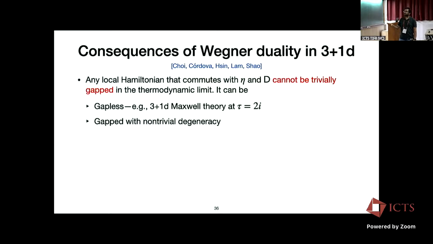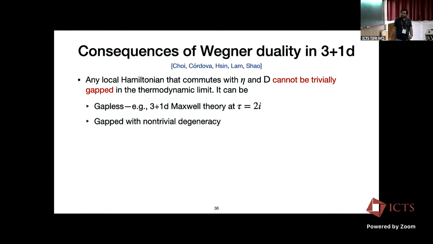Once again, you can argue that if you have Wegner duality and the Z2 1-form symmetry, it cannot be trivially gapped. The argument is again the same: there is no SPT that's invariant under gauging the Z2 1-form symmetry. So this is not possible. But gapless and gapped with degeneracy are possible. And the gapless case is realized in the Maxwell theory at a particular value of coupling.